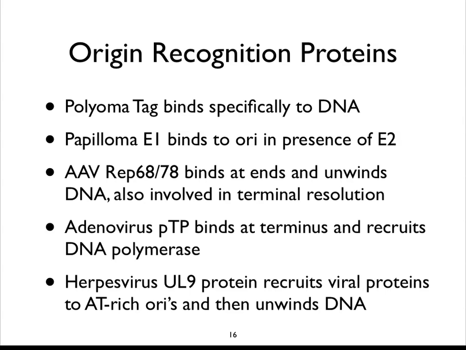Papillomaviruses, which are the causative agent of cervical carcinoma and also laryngeal carcinoma and anal cancers, have a protein called E1, which in and of itself is not a DNA binding protein, but it also elaborates another early protein called E2, which recognizes sites at the origin of DNA replication and brings E1 to it. So one can think of E2 as both an origin binding protein and an accessory protein, something that's mediating the exchange of information between the virus and the cell to initiate DNA replication.